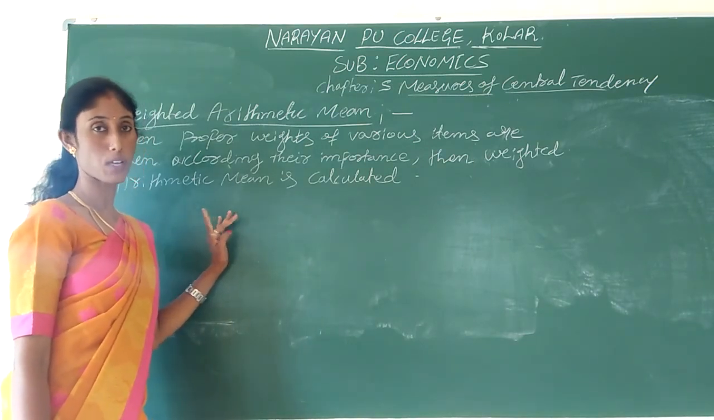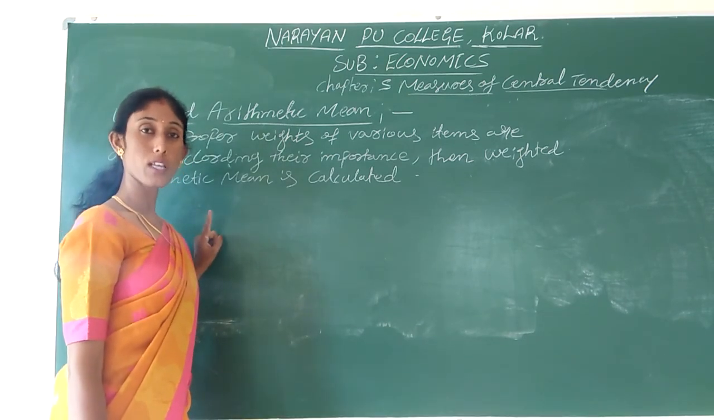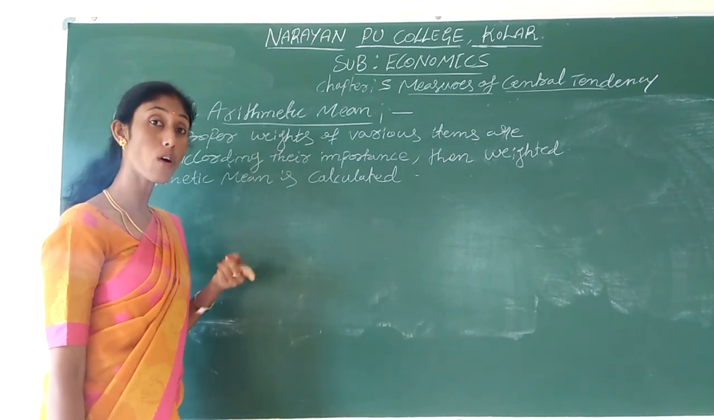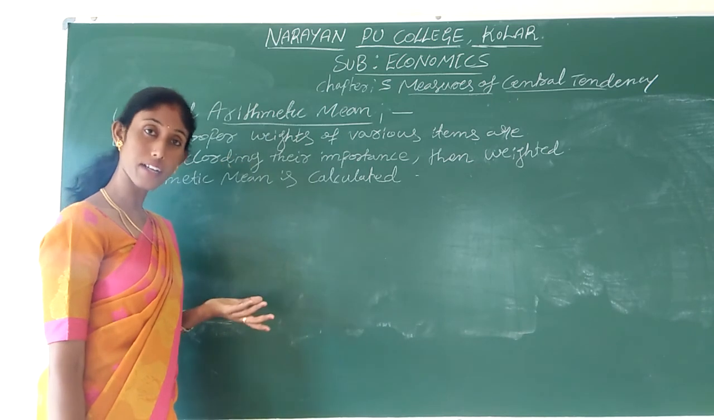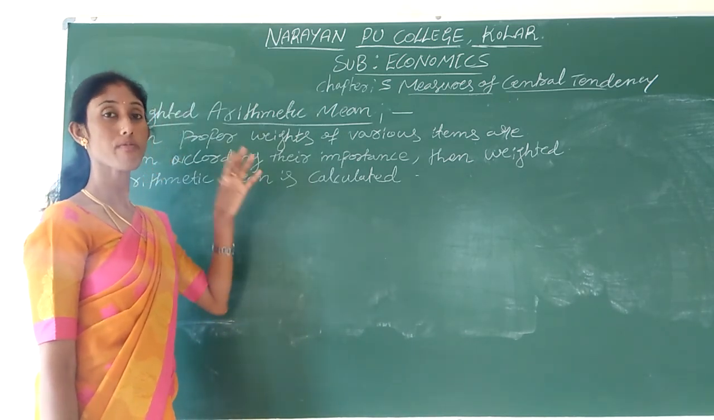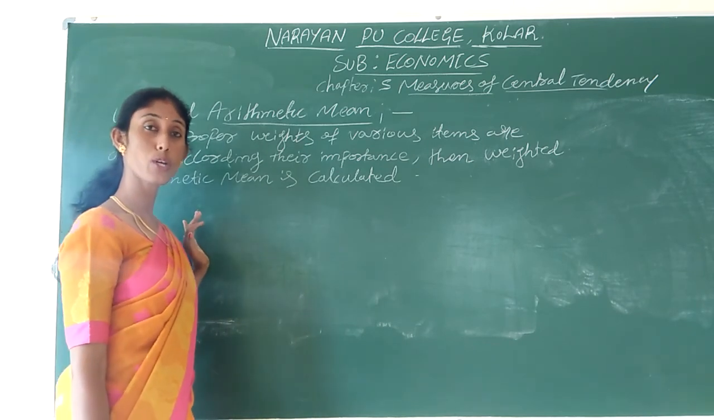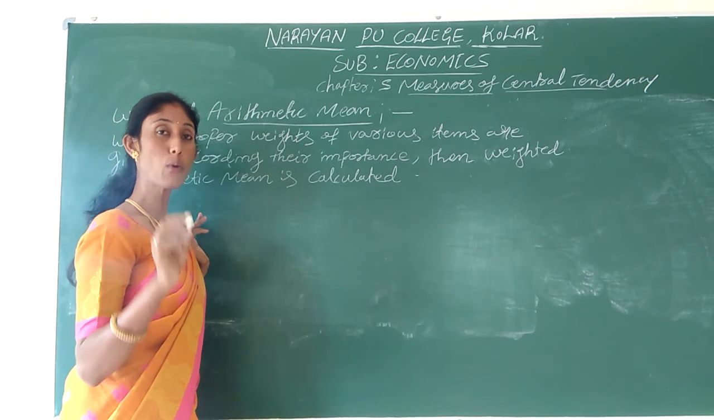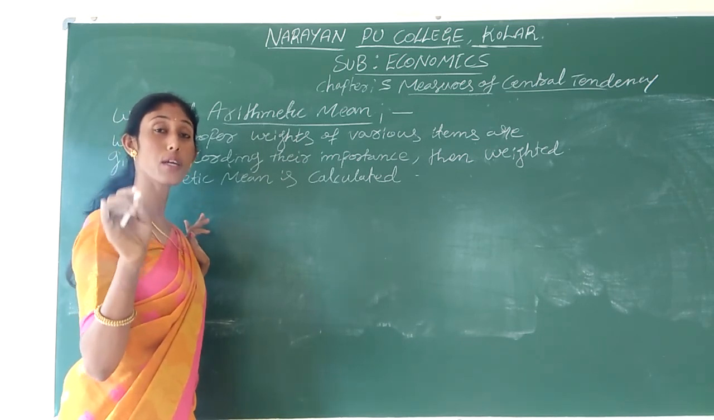calculated. They will ask for 1 mark: what is weighted arithmetic mean? Weighted arithmetic mean means where the proper weights of various items are given on the basis of or according to the importance of the item, and then the weighted arithmetic mean is going to be calculated.